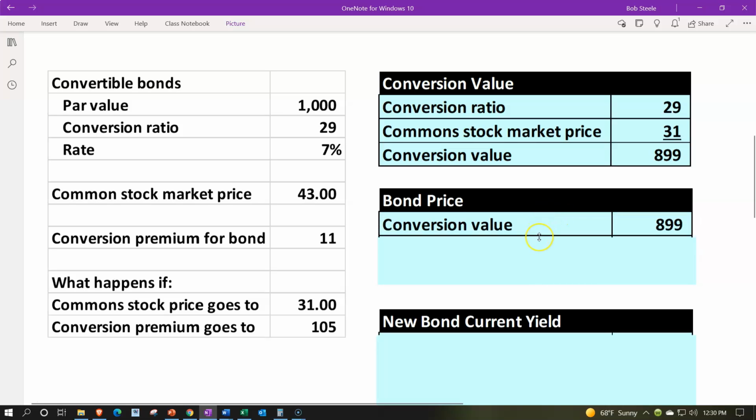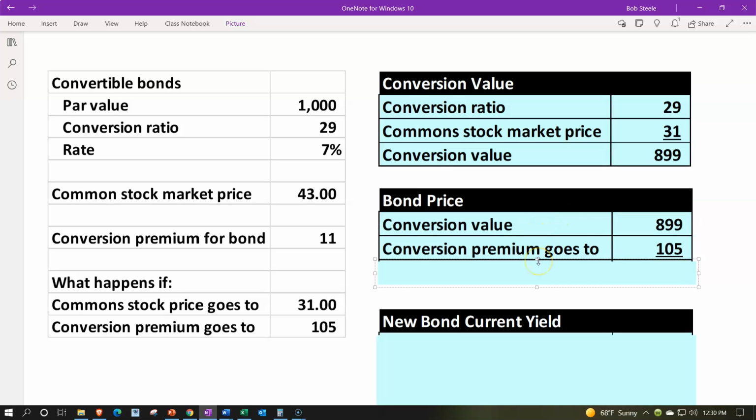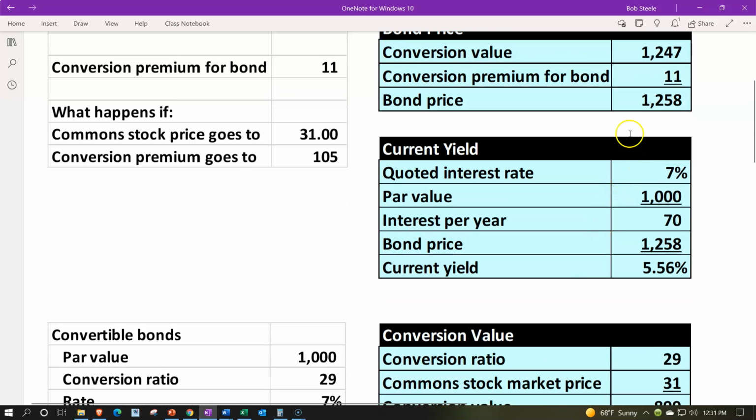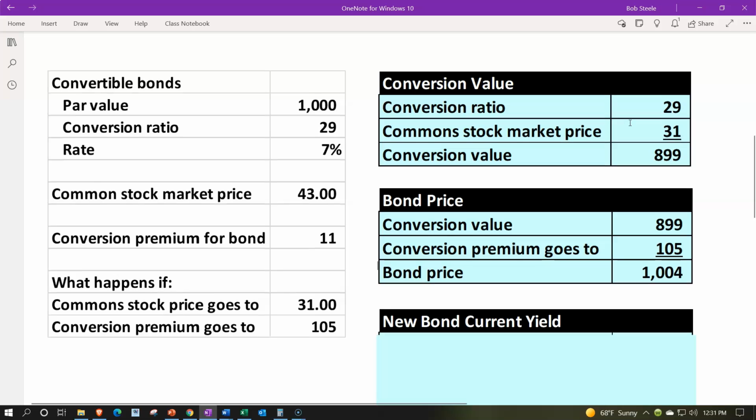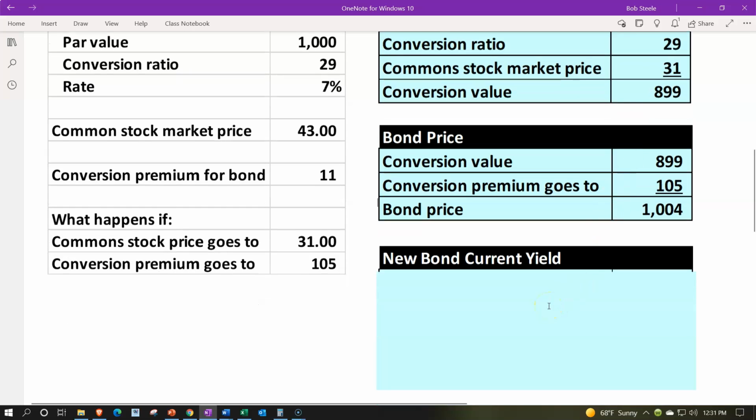What's the bond price then? Well, we're going to take that $8.99. We're going to add it to the conversion premium, which once again, the definition of the conversion premium is the bond price minus the conversion value here. And so if we're given the conversion premium, then we can back into the bond price. So the conversion premium is now at that 105. So the bond price is now at the 1,004 versus before it was at the 1,258.